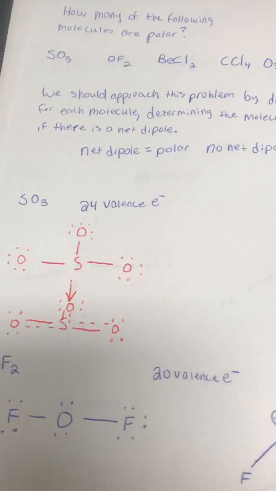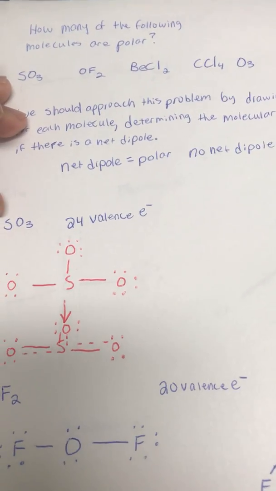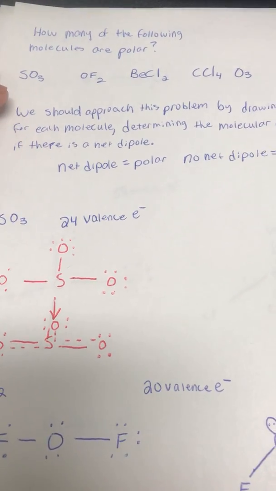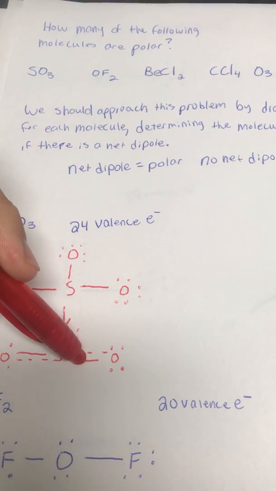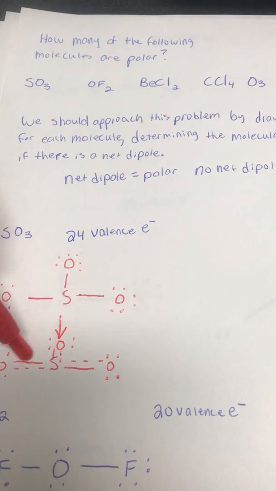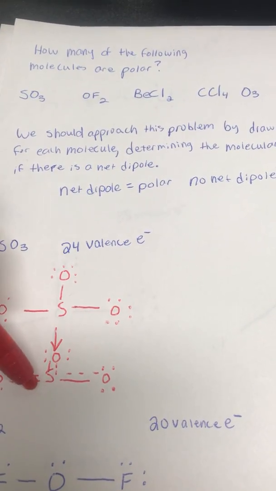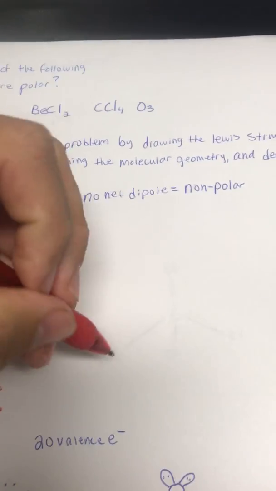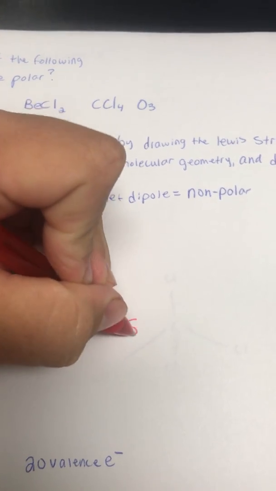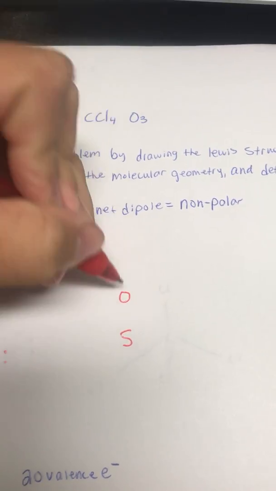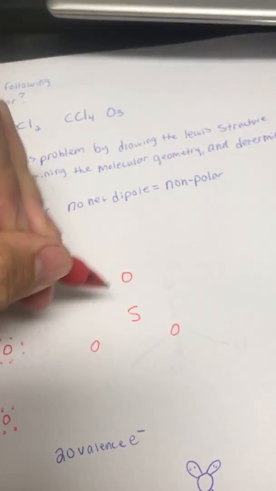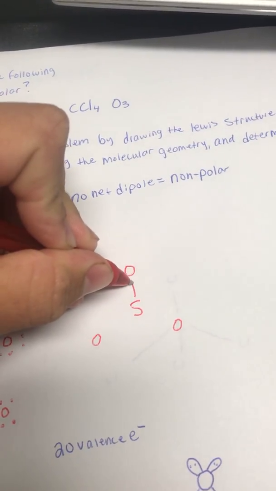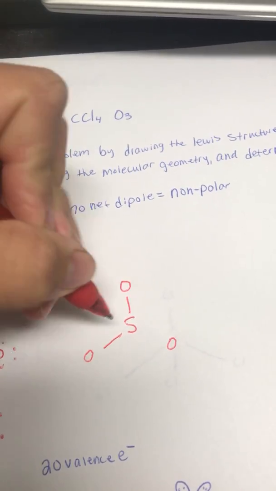Now let's determine the molecular geometry for this molecule. We have 3 domains, 1, 2, and 3. All 3 domains are equal, and there are no non-bonding domains. So we have a sulfur here, oxygen, oxygen, and oxygen. All 3 domains are equal, and this is going to be a trigonal planar molecular geometry.